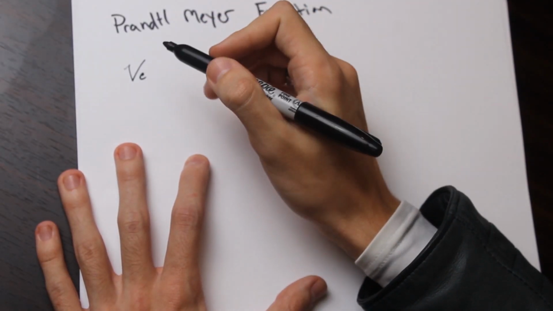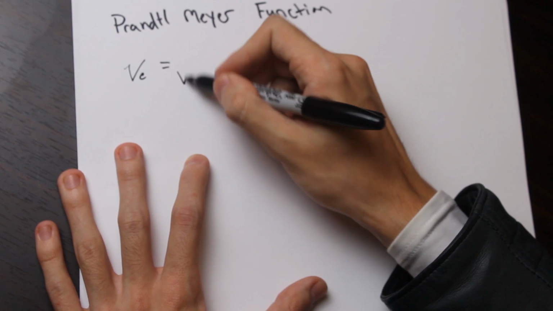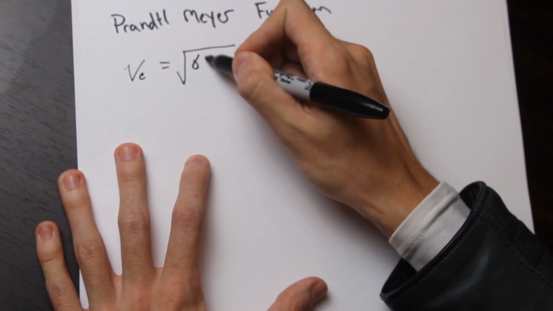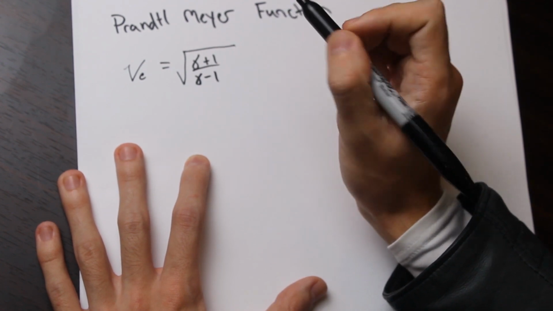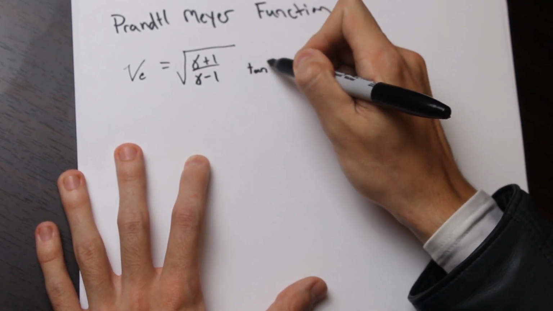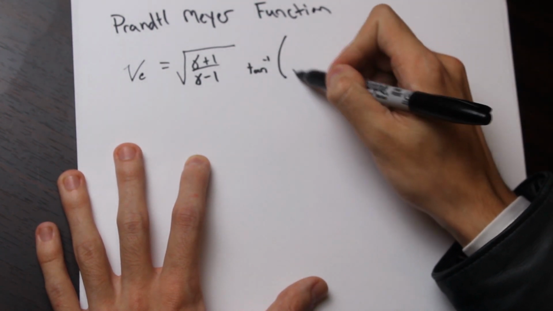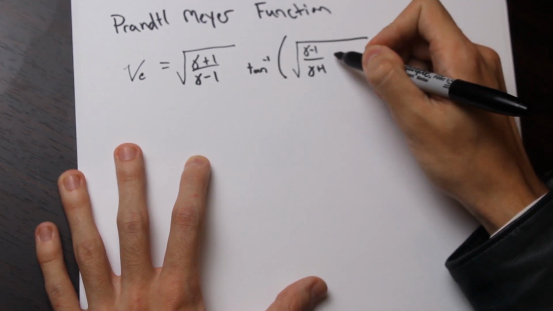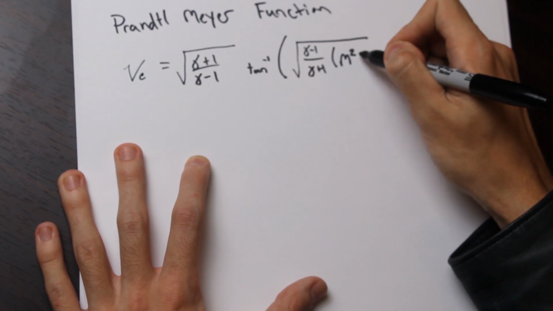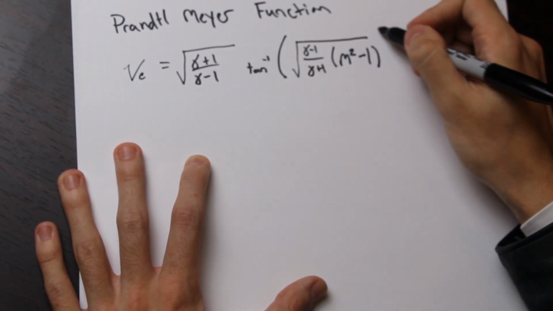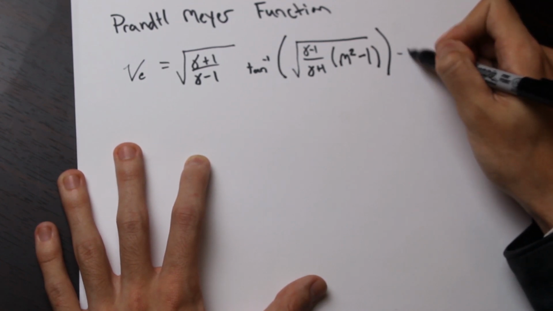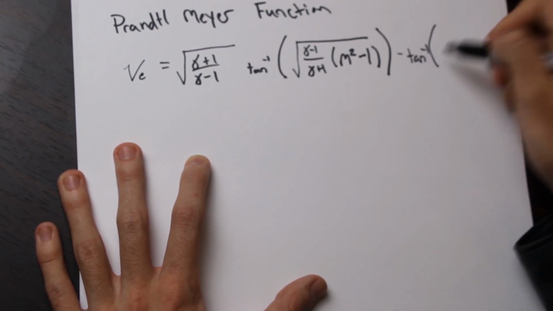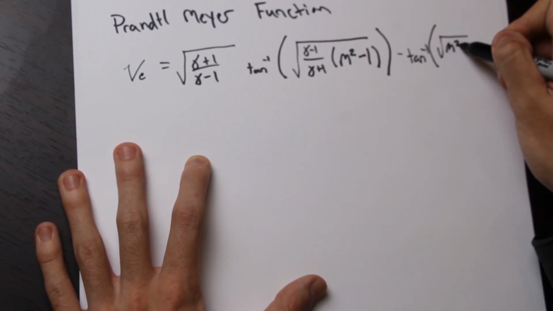So just really quick here, we're going to go ahead and write down the Prandtl-Meyer equation. It's actually pretty simple. So the expansion angle is going to be the square root of (gamma plus 1) all over (gamma minus 1), times arctan of the square root of (gamma minus 1) over (gamma plus 1) times the quantity (M squared minus 1), close the quantity, close that arctan, minus another arctan of the square root of (Mach squared minus 1).